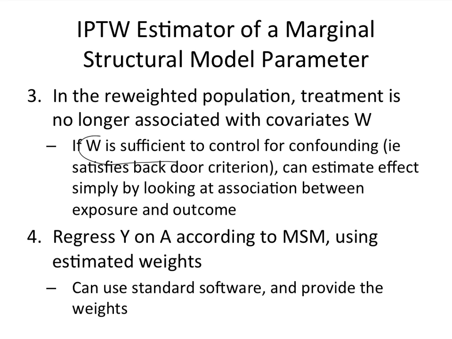If W is sufficient, you have all unmeasured confounders. This is no different from the criteria for any of the estimators.